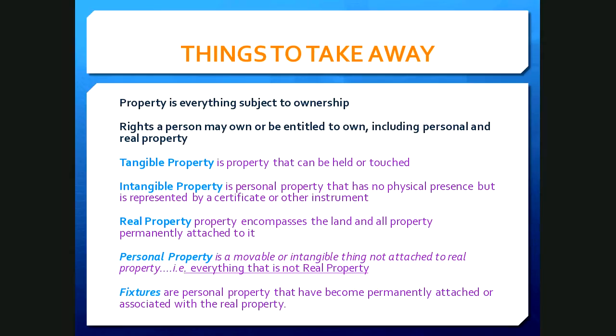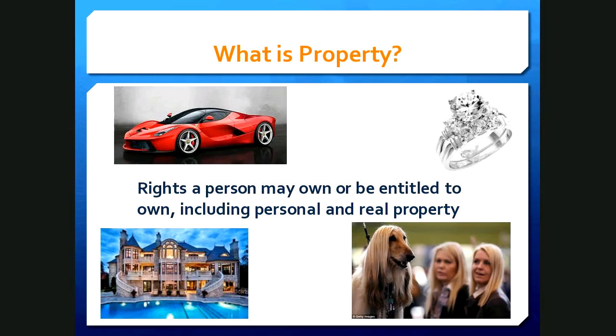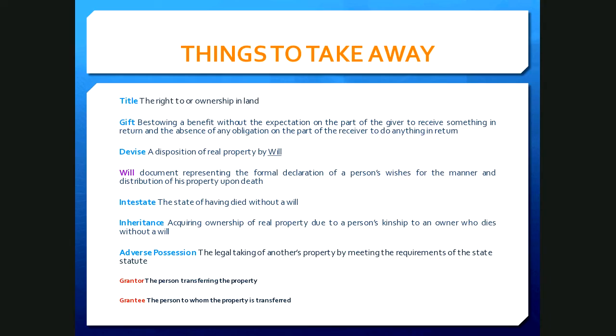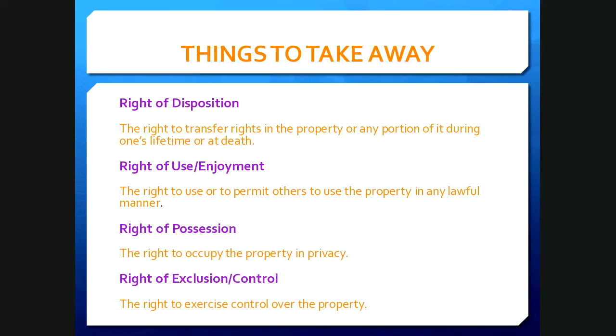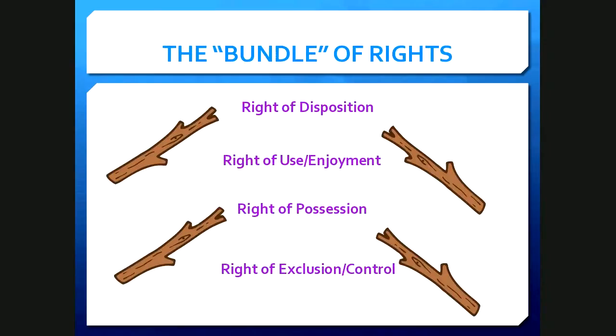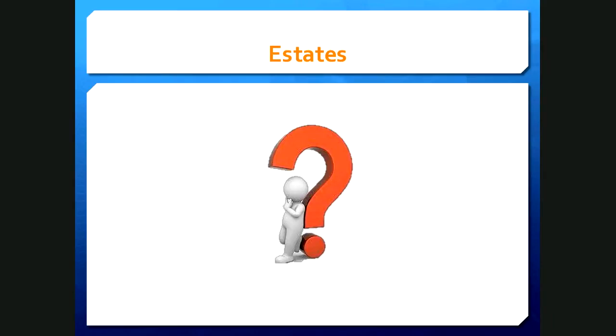So we learned what property was, and that's about the rights that we own in those items, characteristics of property. We've learned some ways to acquire title and learned a few key terms related to real property. And in our last section, we talked about the bundle of rights and looked at some specific rights in real property. So now we're going to learn about estates.